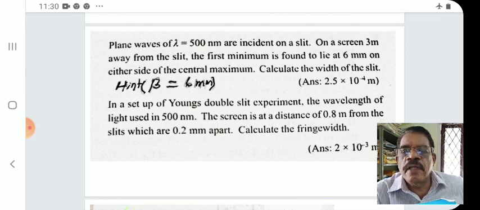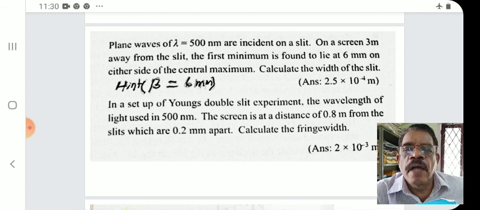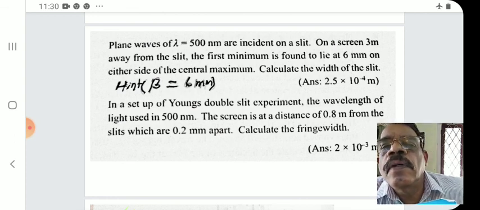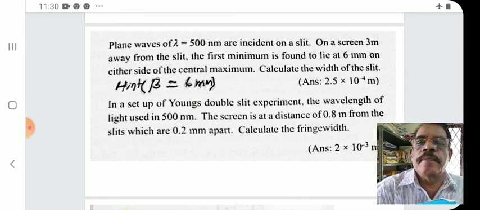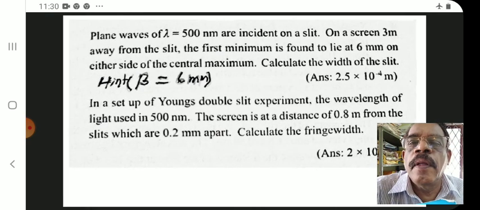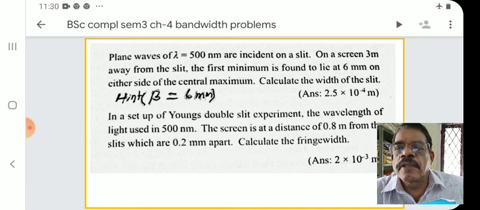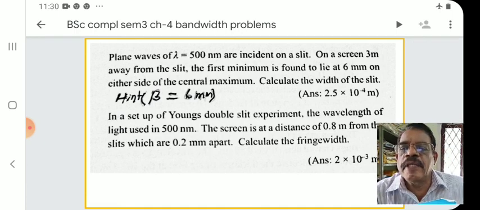So beta is d lambda by D, small d we find, cross multiply. The answer is 2.5 into 10 raised to minus 4 meter. It is a guesswork problem. There is no need of calculation, guesswork.